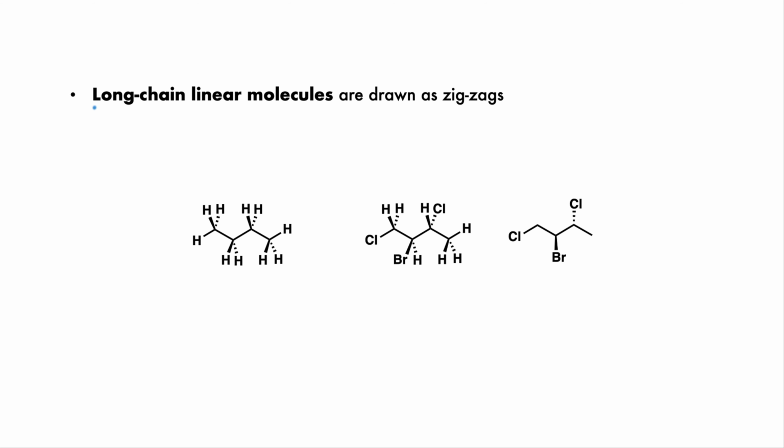Long chain linear molecules are drawn as zigzags. The end hydrogens are included in the zigzag. The other hydrogens point forward and back at each carbon. If you put substituents on the chain, you can draw them forward, back, or as part of the long chain. You can simplify by leaving off the hydrogens on the substituent carbons and just show the position of the substituents.